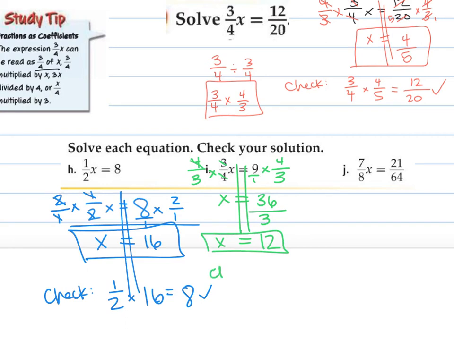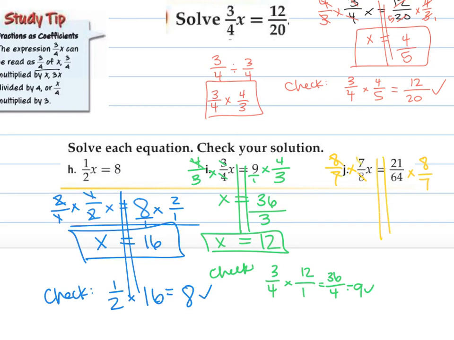Let's plug that in to check. 3/4 times 12, well, I have to put whole numbers over 1. 3 times 9 is 36 over 4, which does equal 9. So my answer is correct. Last one, 7/8 times x equals 21/64. Multiply by the multiplicative inverse, just flipping the fraction. Everything cancels.